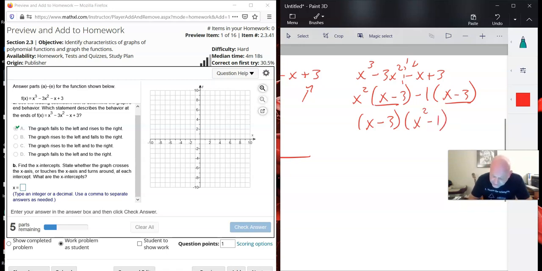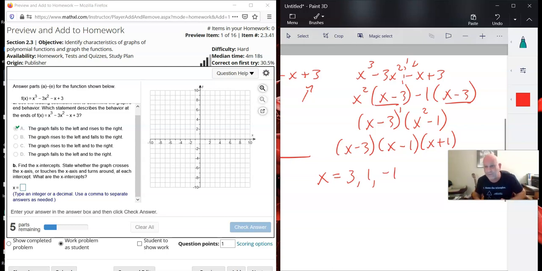See, x minus 3 is done because it's linear. That exponent's a 1. But x squared minus 1 is the difference of squares. So I have my x minus 3 here, and then this can be factored as x minus 1 times x plus 1. Okay, so I have 3 factors, which means I have 3 roots. That means x is equal to the opposite of this, that'll be 3, that'll be 1, and that one will give me negative 1. So I have 3 roots here.